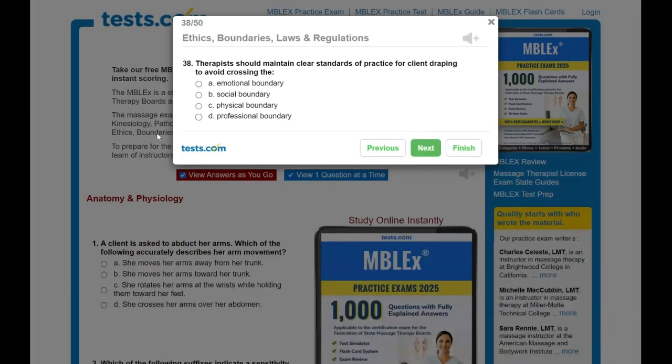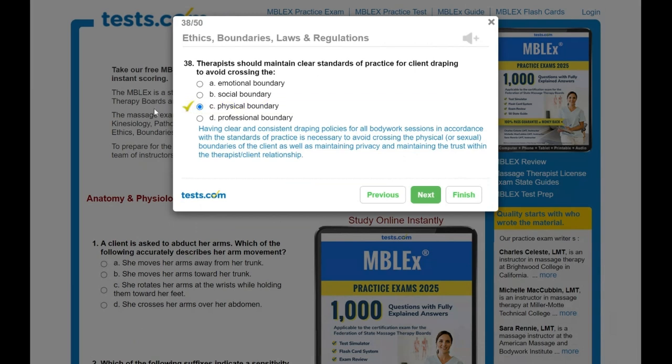Question 38. Therapists should maintain clear standards of practice for client draping to avoid crossing the A. Emotional boundary, B. Social boundary, C. Physical boundary, D. Professional boundary. C. Physical boundary. Having clear and consistent draping policies for all bodywork sessions in accordance with the standards of practice is necessary to avoid crossing the physical or sexual boundaries of the client, as well as maintaining privacy and maintaining the trust within the therapist-client relationship.